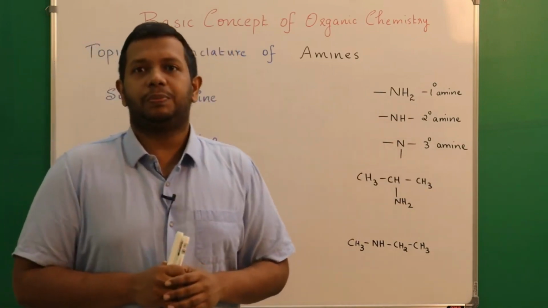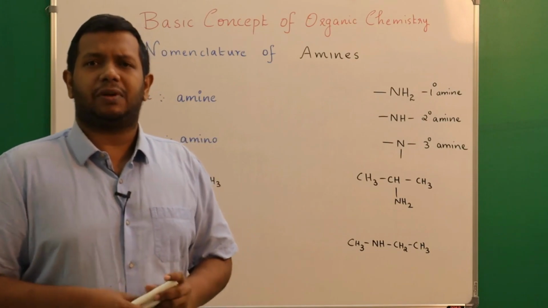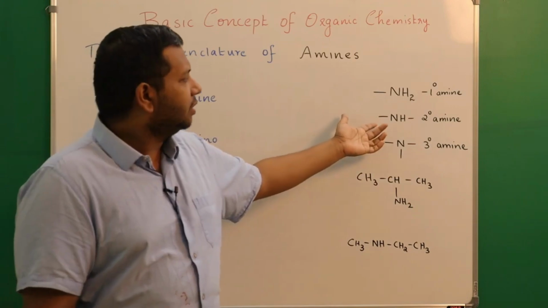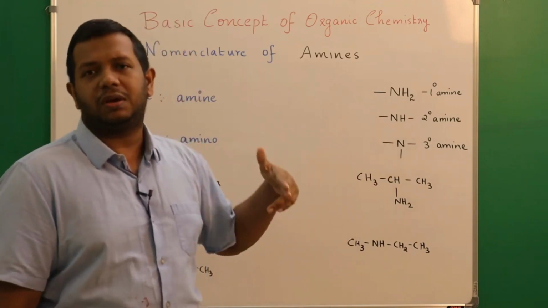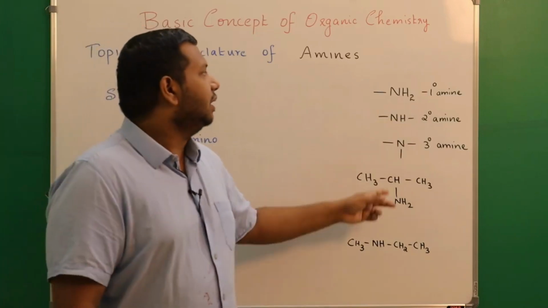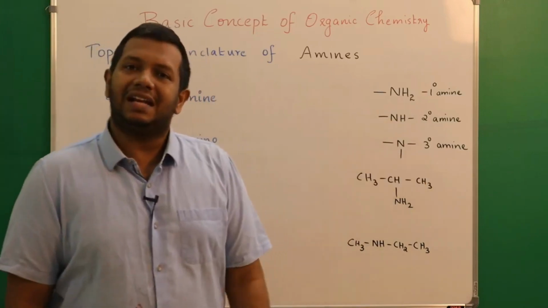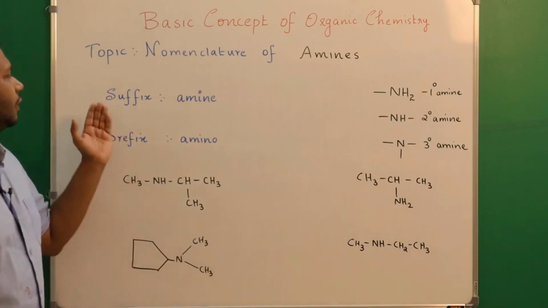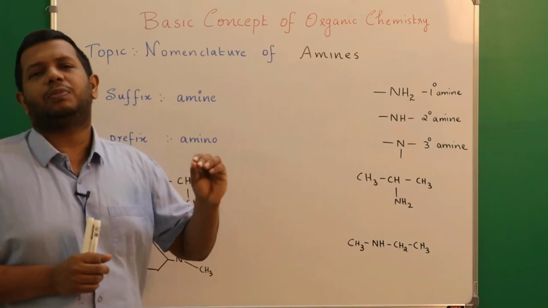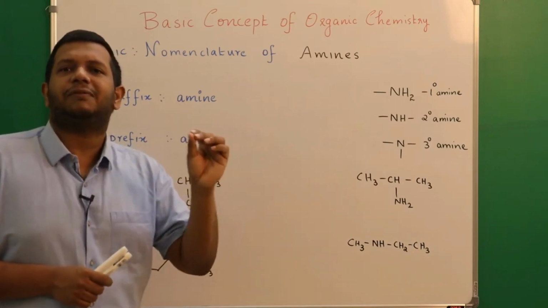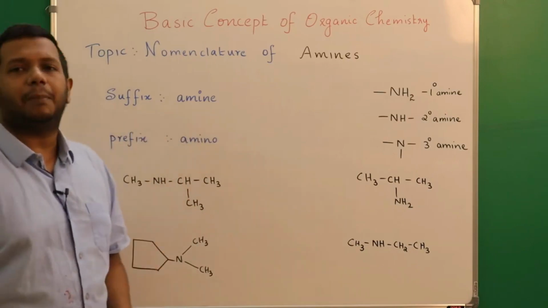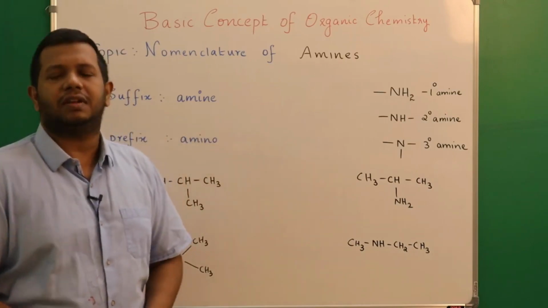Usually, the amine group is derived from ammonia, NH3. From that, when one H is replaced, you will get the primary amine. When 2 H are replaced, then we say 2-degree amine. And when all the 3 H are replaced, in that case, we say it's a 3-degree amine. Now the suffix. Whenever the amine group is present in a compound and it behaves like a functional group, in that case, the suffix used is amine, A-M-I-N-E, amine itself.